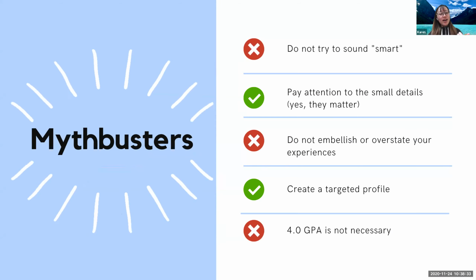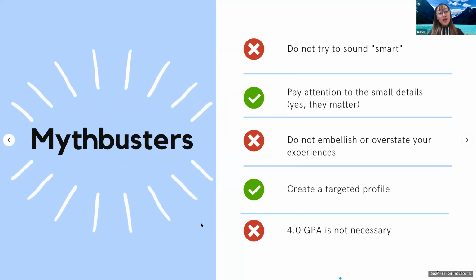So remember that number 1 is don't try to sound too smart and add in overly technical or fancy language. Number 2, pay attention to the small details and ensure that there are no typos or grammatical errors. Number 3, don't over-exaggerate or embellish your experiences, and instead, you should demonstrate high integrity. Number 4, create a targeted profile that shows why you are the best candidate for that specific role or industry. And number 5, a perfect GPA is not all important. You should also look for how else you can showcase your relevant skills and experiences.